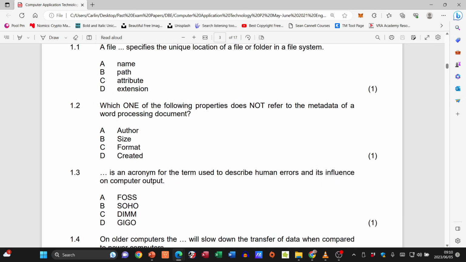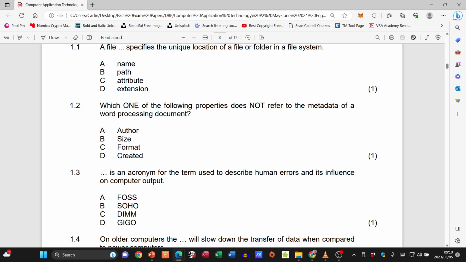1.2, which one of the following properties does not... Okay, so immediately, which one does not refer to the metadata? What is metadata? Metadata is the data of data. When you look at the file properties, you're looking at the author, when it was created, all of that. So when we talk about the metadata of a word processing document, which one does not apply?